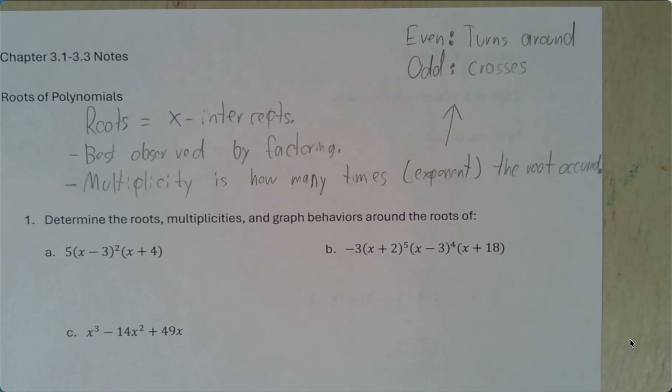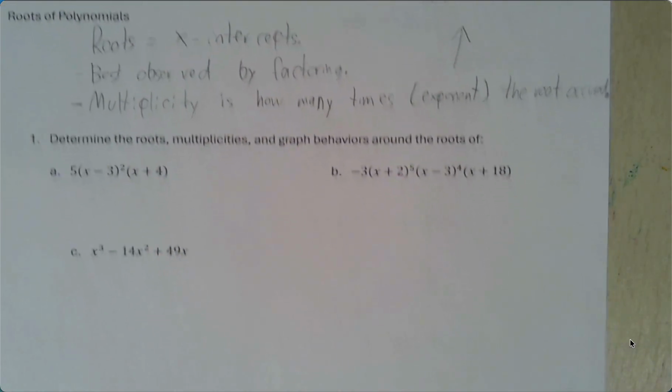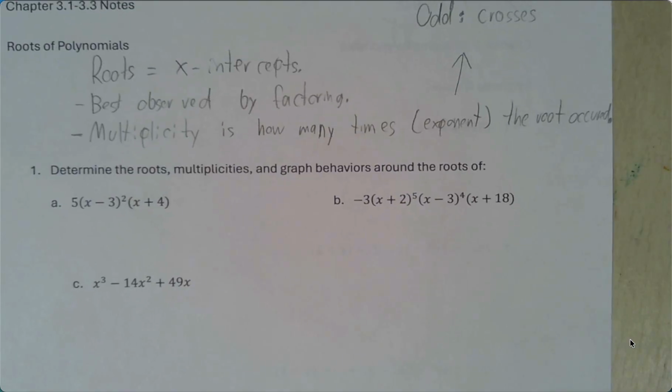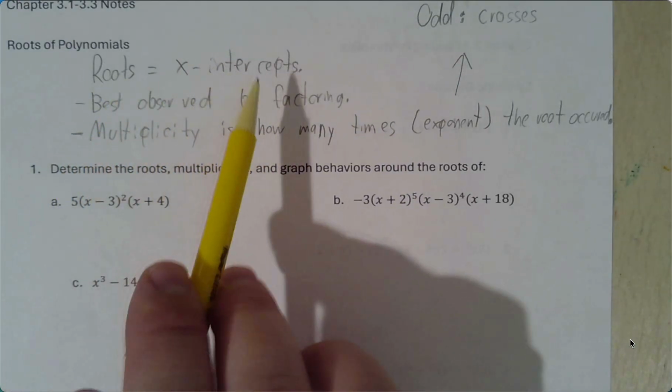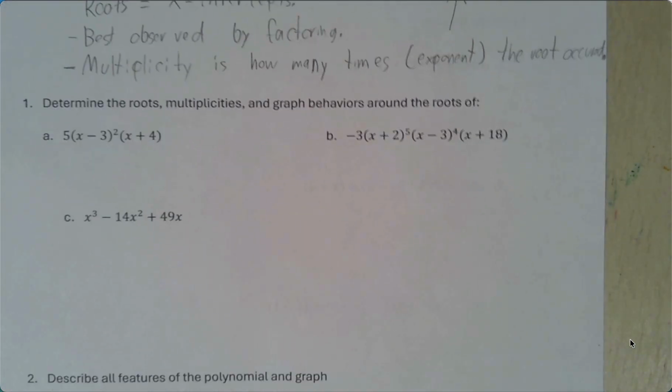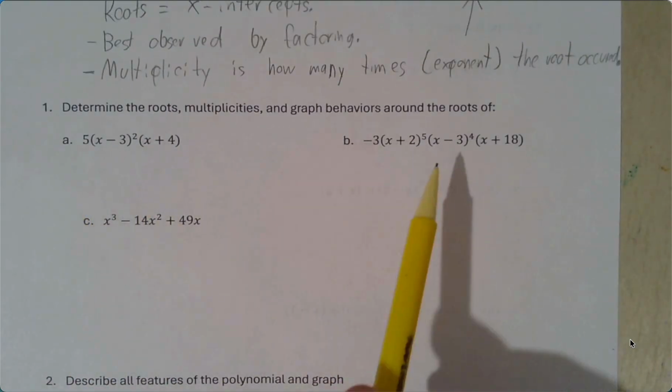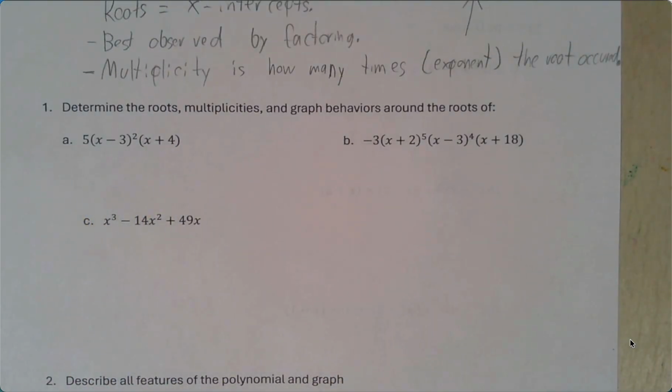So we won't concern ourselves too much with the nuts and bolts of what that means. We'll save that for the next examples. But for now, we get to go through these pretty quickly. So roots are x-intercepts. They're best observed by factoring. And hey, take a look. The first examples, A and B here, are already all factored out for us. And so we need to determine the roots and their multiplicities and talk about what they do.